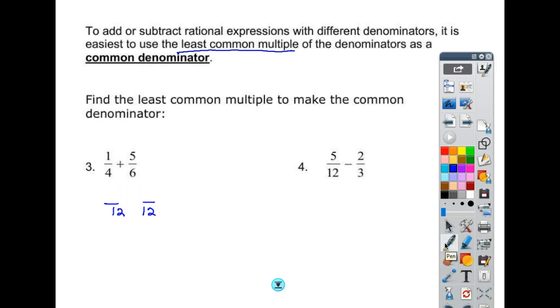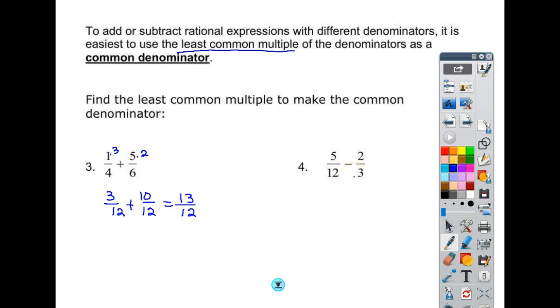So we would change their denominators to 12. Okay? So 4 times what is 12? 3. So that means I would multiply the top by 3. Okay? 6 times what is 12? 2. So we would multiply the top by 2. Okay? And then you add.